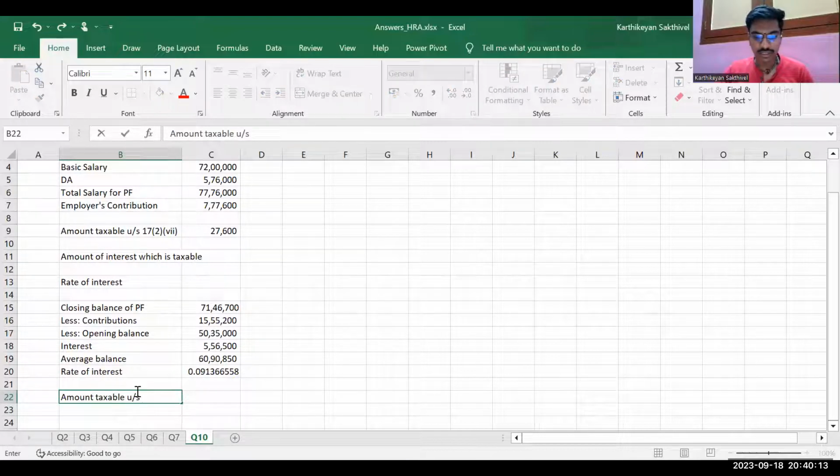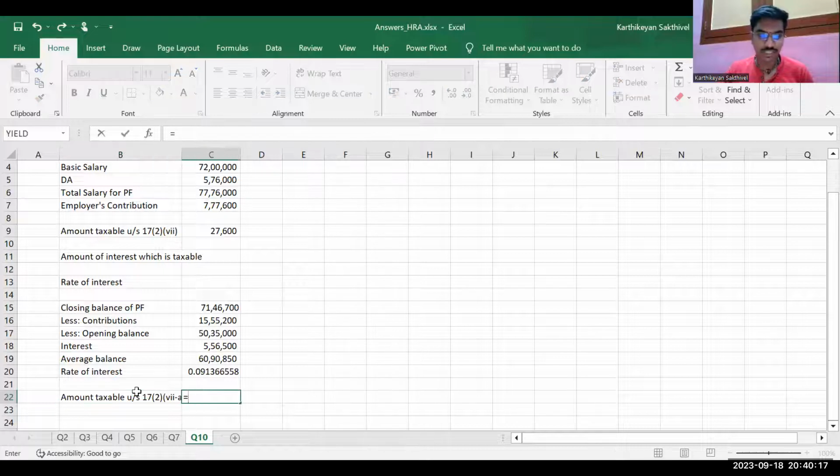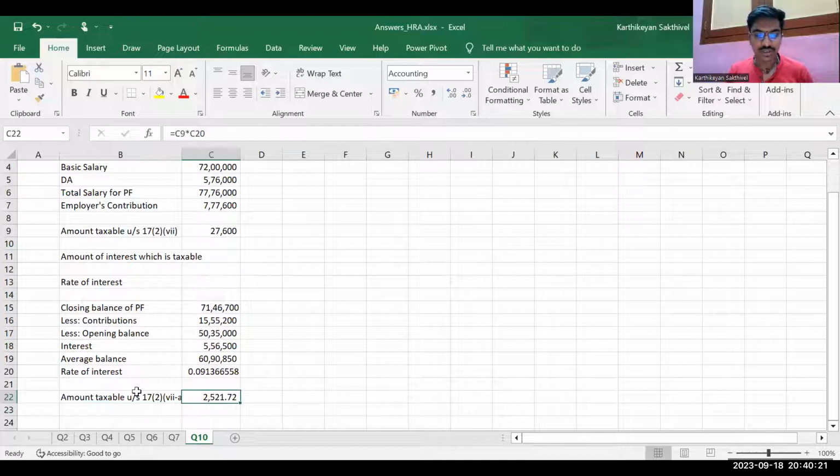Amount taxable under 17(2)(vii)A. 17(2)(vii)A is nothing but interest. That's all, there's nothing very complicated about it. Into this, it is 2,521.72. Correct?